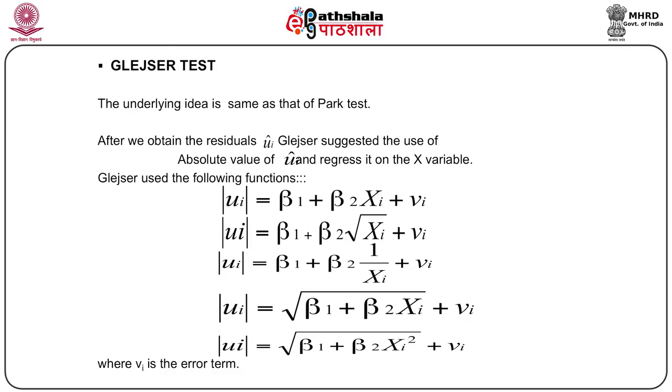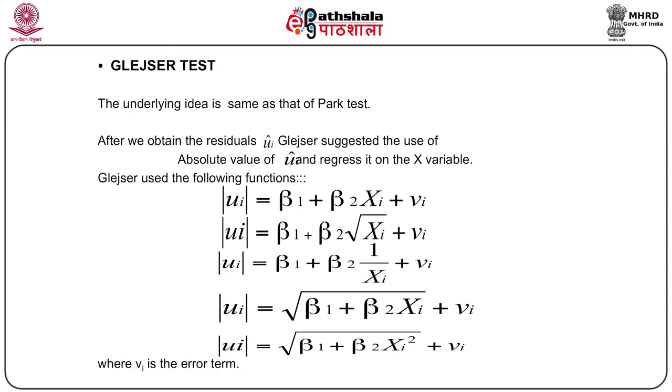In his experiments, Glejser used either one of the following functions. The following functions are modulus of ui equals beta 1 plus beta 2 xi plus vi, modulus of ui equals beta 1 plus beta 2 square root of xi plus vi, where we use the square root of the explanatory variable, or modulus of ui equals beta 1 plus beta 2 times 1 over xi plus vi, where we regress the absolute value of the error terms on the reciprocal of the explanatory variable xi.